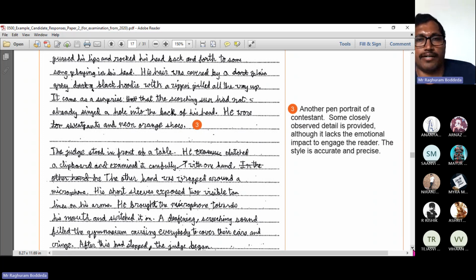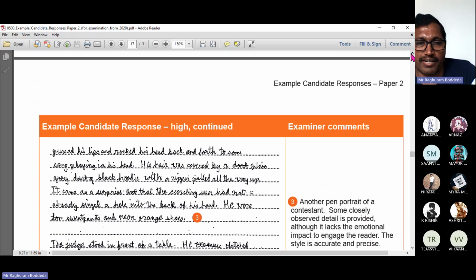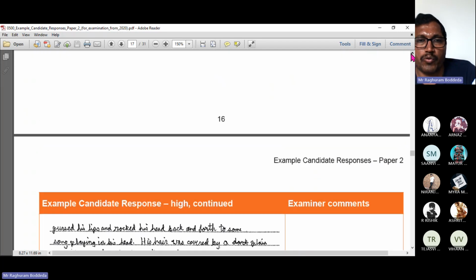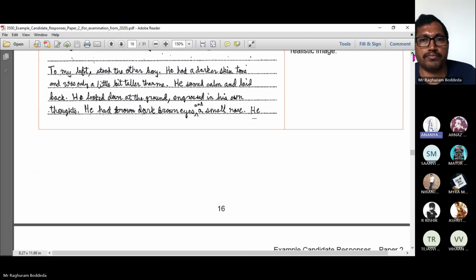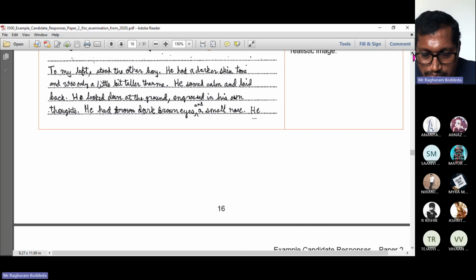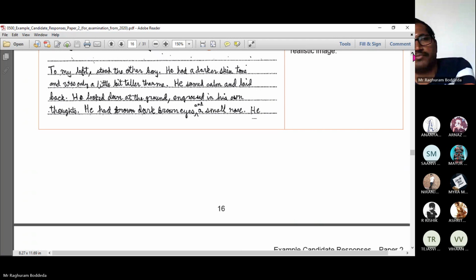You may be seeing this one. This is a different personality. So what do you identify from this paragraph? Yes, sir. So the writer is basically describing the appearance of another contestant in the competition, like painting an image in the reader's head of how the person looks.